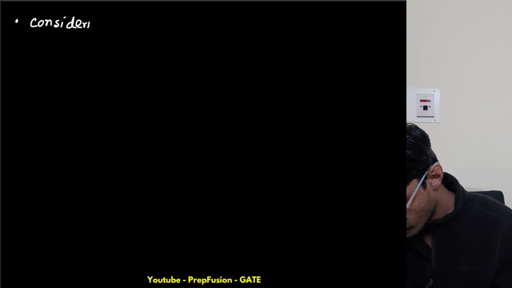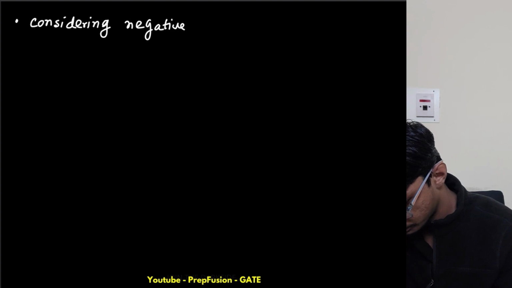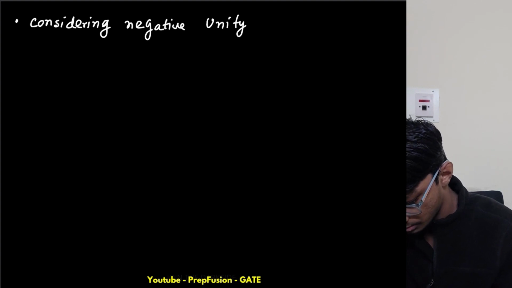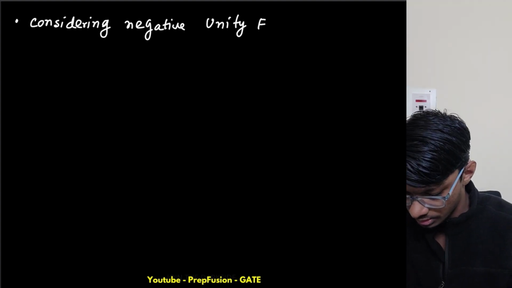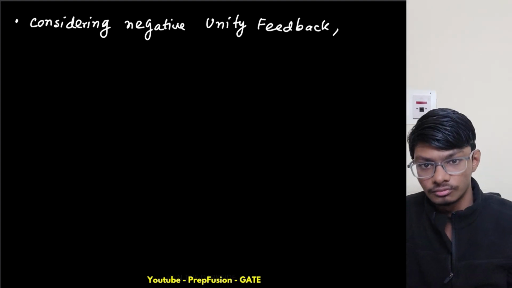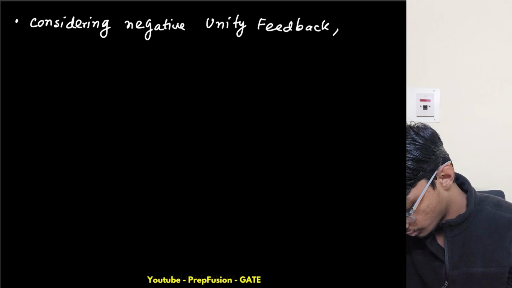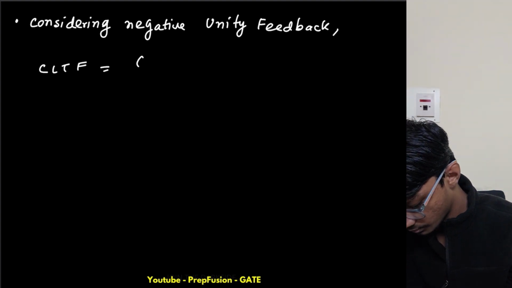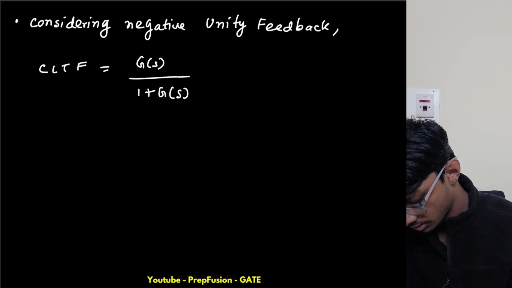Let me take another page. So nothing is said, considering negative unity feedback. Let me come to this side a bit. Unity feedback. Okay, so we have to consider negative unity feedback. So basically what will be my CLTF? My CLTF will be G of s upon 1 plus G of s. So what will this equal to? I am directly writing the final result.